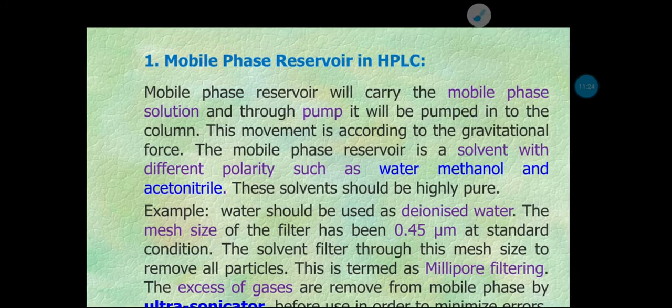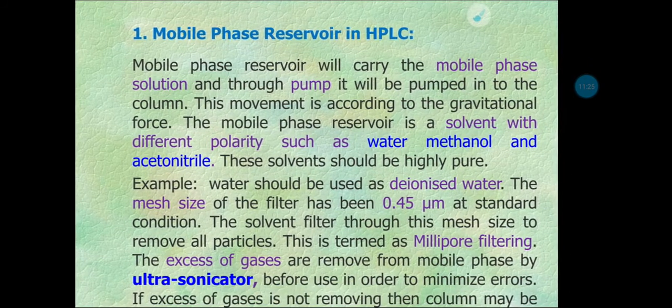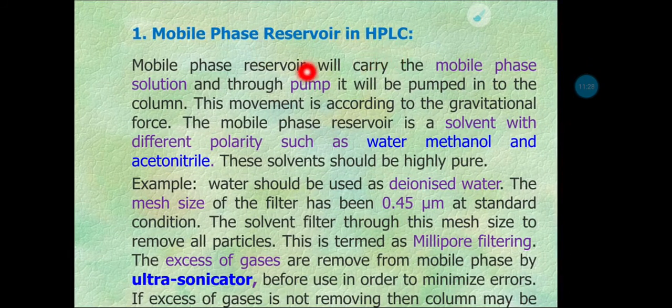Let us see the first component, the mobile phase reservoir. The mobile phase reservoir will carry the mobile phase solution, and through the pump it will be pumped into the column. This movement is according to gravitational force. The mobile phase reservoir holds solvents of different polarity, such as water, methanol and acetonitrile. This solvent should be highly pure.